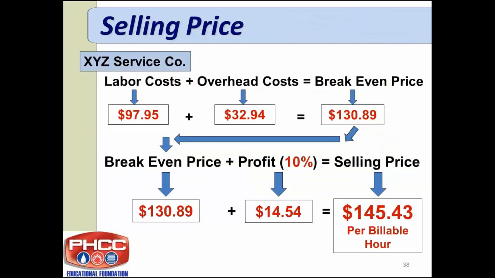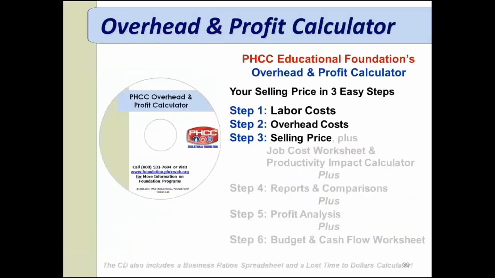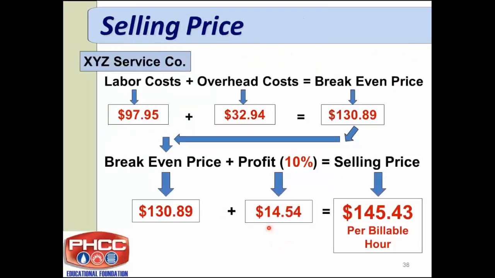So let's take this chain of numbers all the way through to the end. We figured out our labor costs at $97.95. We figured out our overhead costs at $32.94. That gives us a break-even price per billable hour of $130.89. We just figured out our profit using the margin method. If we go through the math for this company, that comes out to $14.54 per billable hour that needs to be added.